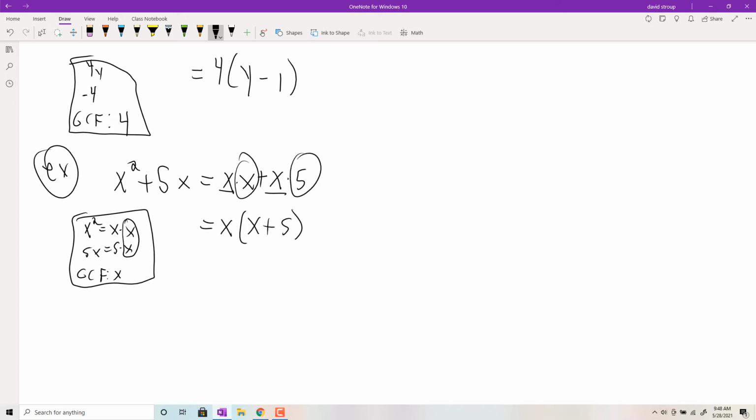And you could redistribute if you need to. Here's another example. I have 14x cubed plus 21x squared. Getting a little harder now.